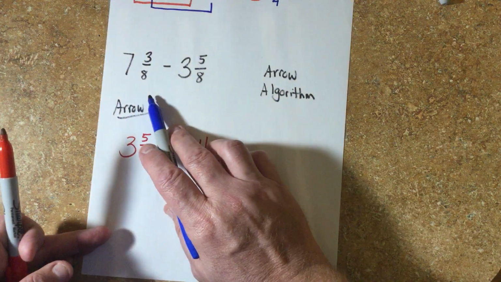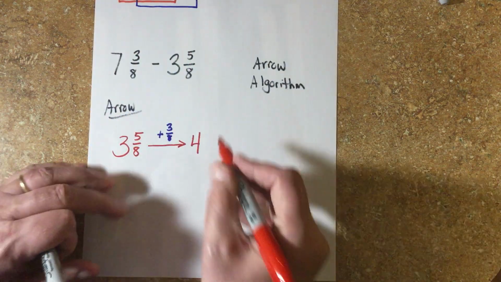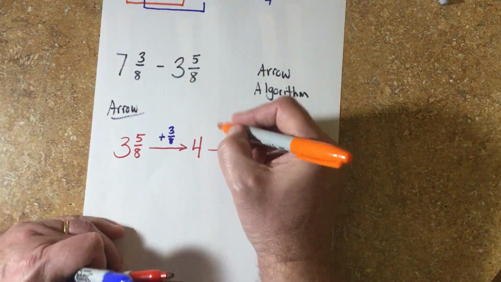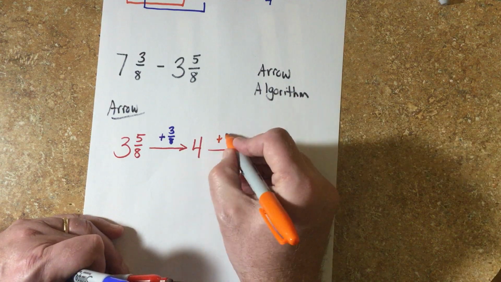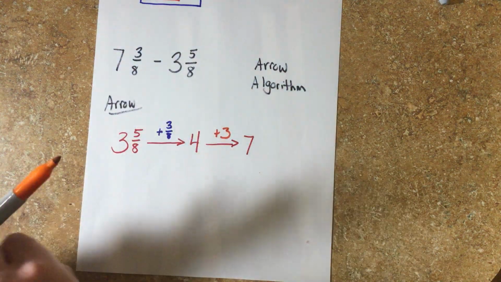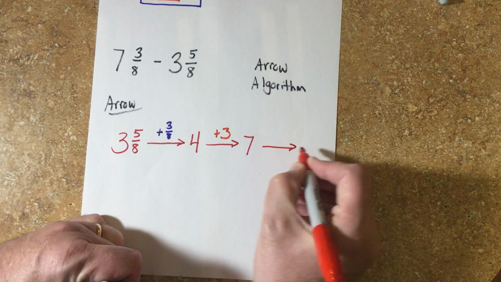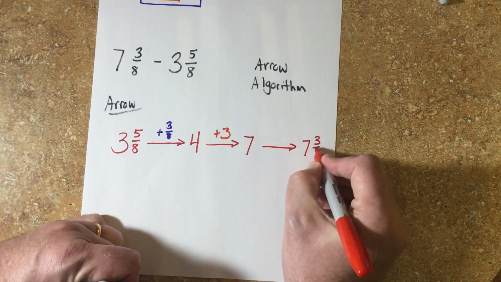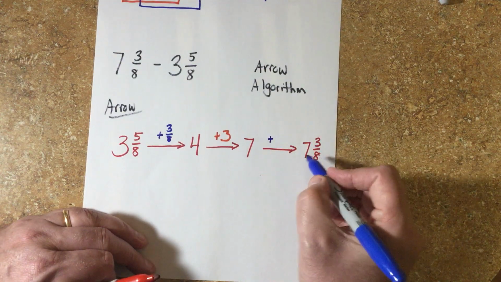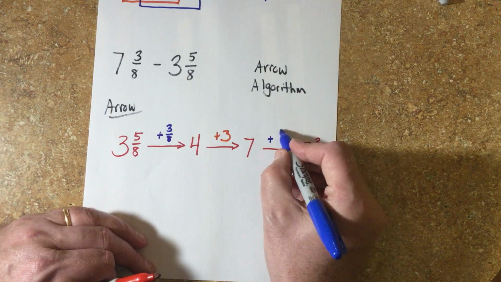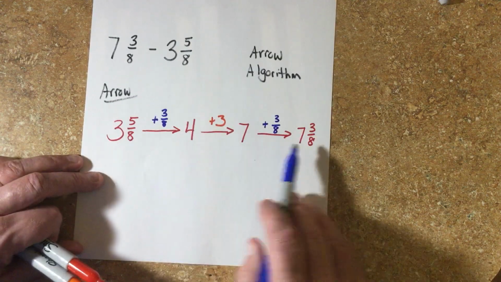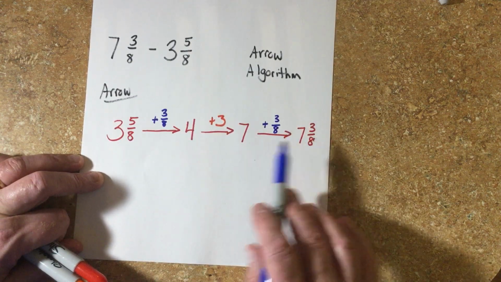But I'm trying to get to 7 3/8, so I'm not quite there yet. I can easily jump to 7, and from 4 to 7, I would add 3 wholes. But I'm not at 7 3/8 yet. So I'm going to go ahead and draw one more arrow. And this time I'm going to get to 7 3/8. From 7 to get to 7 3/8, I would add another 3/8. So I've got to my end number.